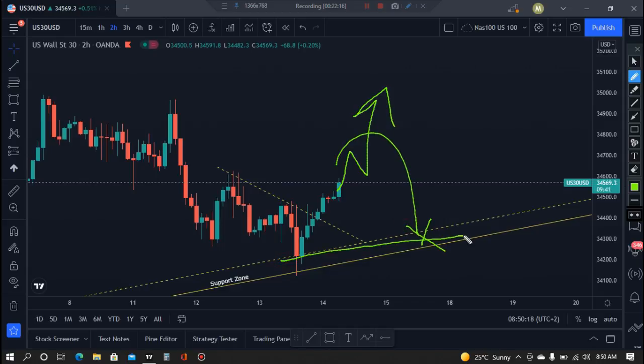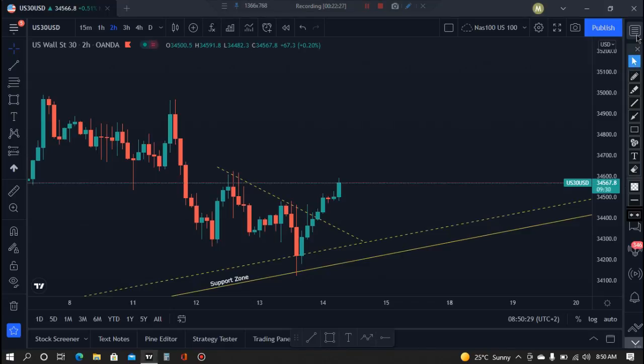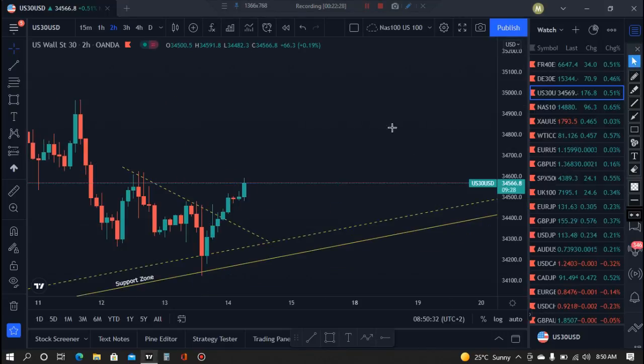Unless the market decides to go a different way, then we can say maybe the market is going to break our support. Maybe we're going to see another sell-off. But I don't see that happening anytime soon. It might happen, but not now, as we see the market doing its thing here.